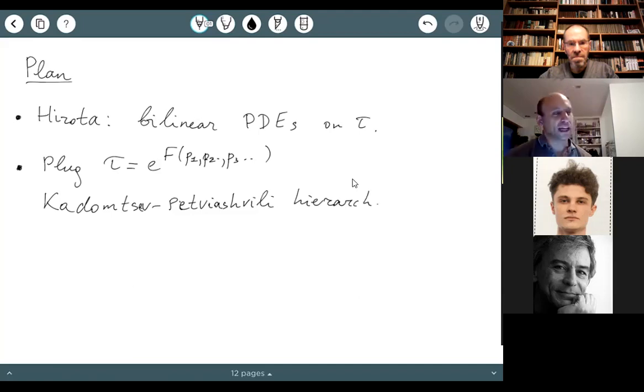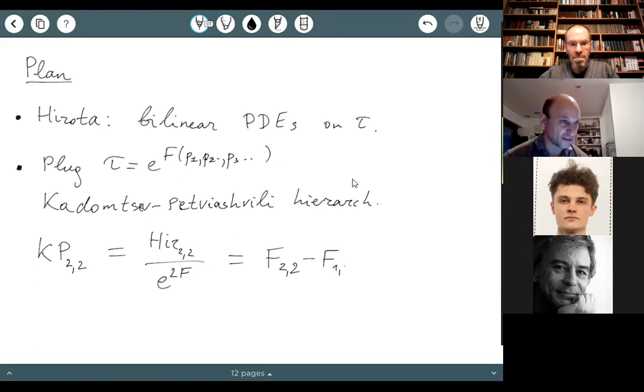So it's the same hierarchy, but it is expressed in f instead of tau, which is the exponential of f. For instance, the first equation of the Kadomtsev-Petviashvili hierarchy is the Hirota equation divided by e to the power 2f. Because the equations of the Hirota hierarchy are bilinear in tau, every equation contains e to the f and e to the sum and e to the f times some derivatives. So when you divide by e to the f, you get an expression that is even simpler than what you started with. So this is the first Kadomtsev-Petviashvili hierarchy.